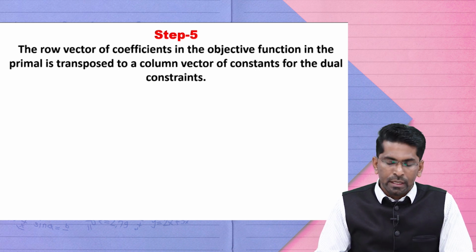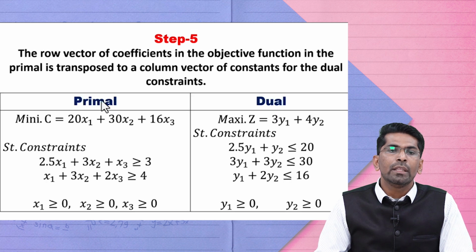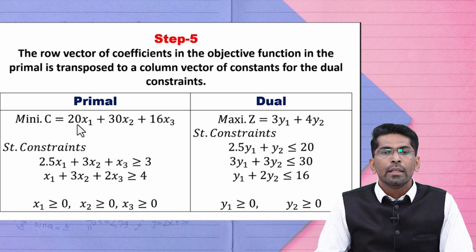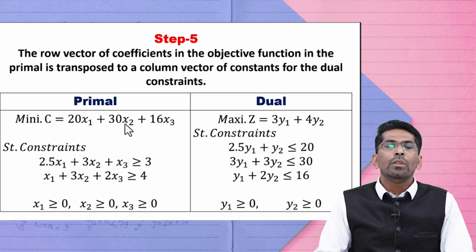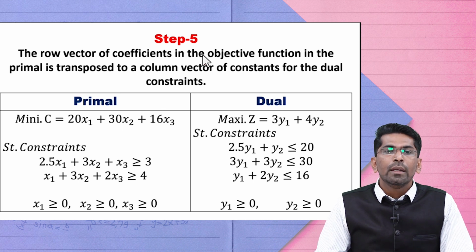So how will it be constructed? What are the coefficients of the objective function in the primal problem? The primal is minimization of cost, with coefficients 20, 30 and 16 for the variables x1, x2, x3 respectively. Now we are going to convert these coefficients into the column vector of constants in the dual, for the constraints. So this 20 will come here, that is, less than or equal to 20. Then this 30 will come to the second constraint constant, that is, less than or equal to 30.